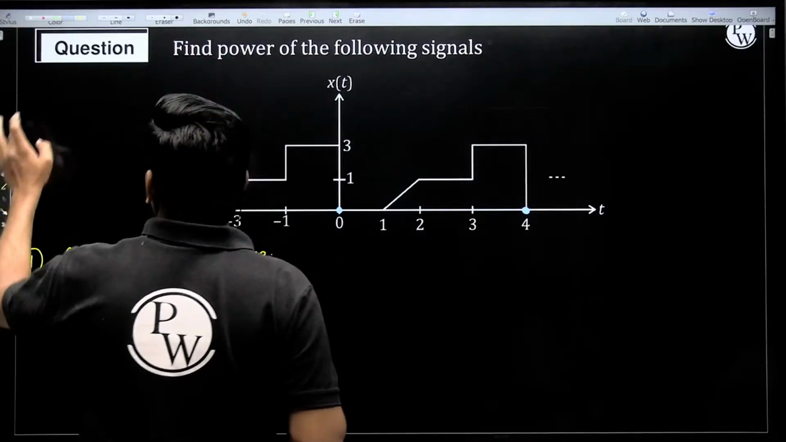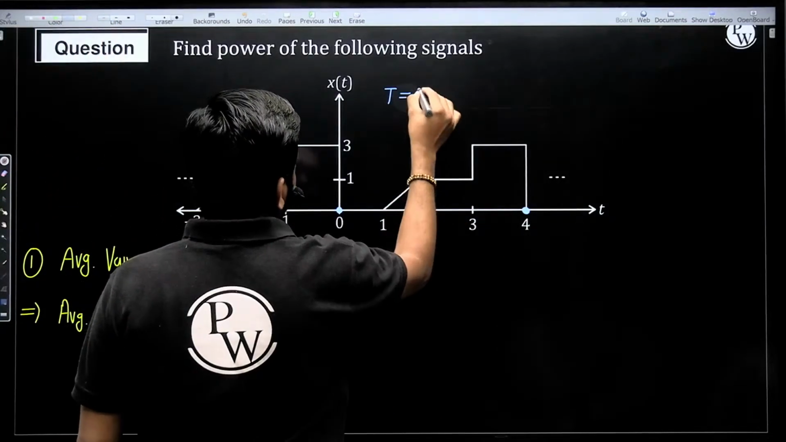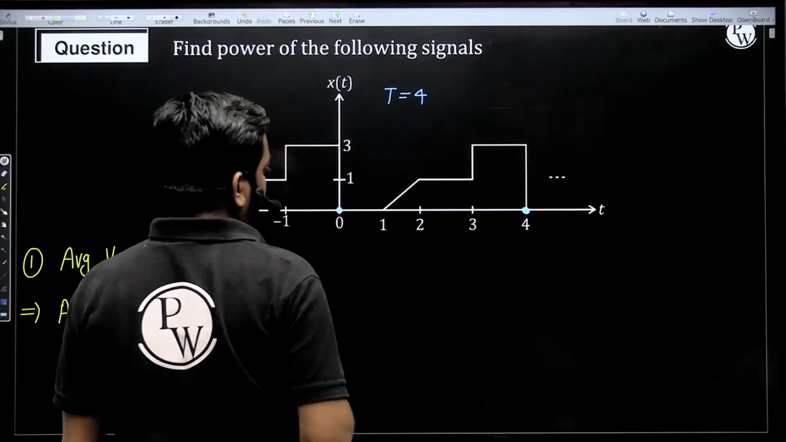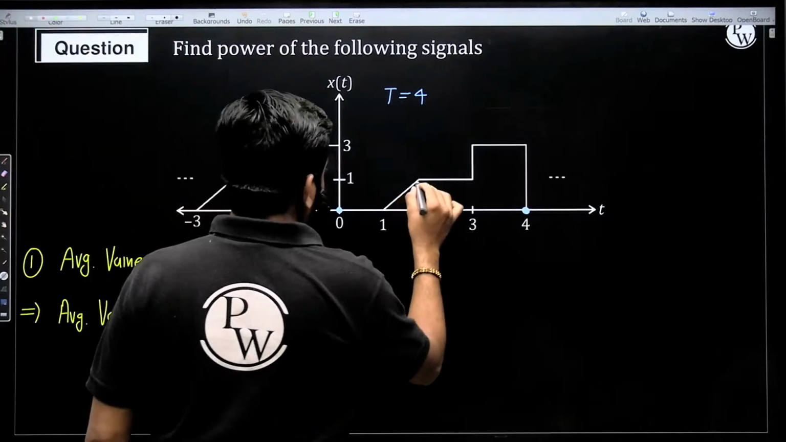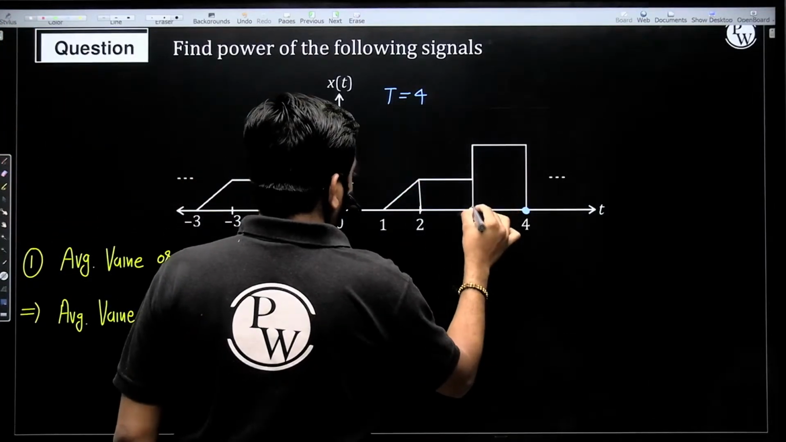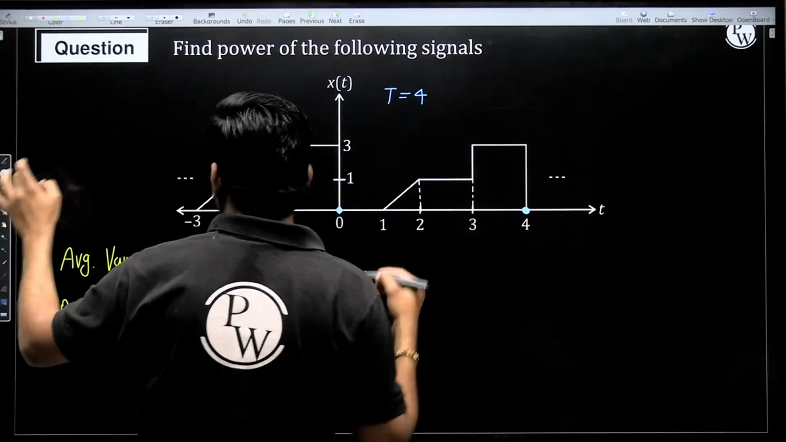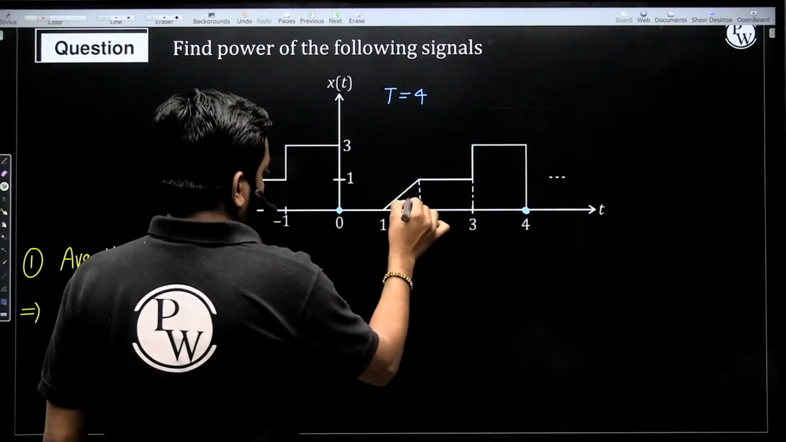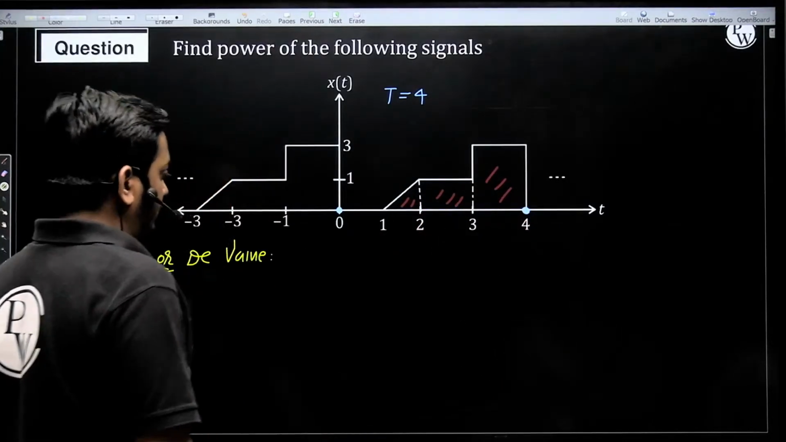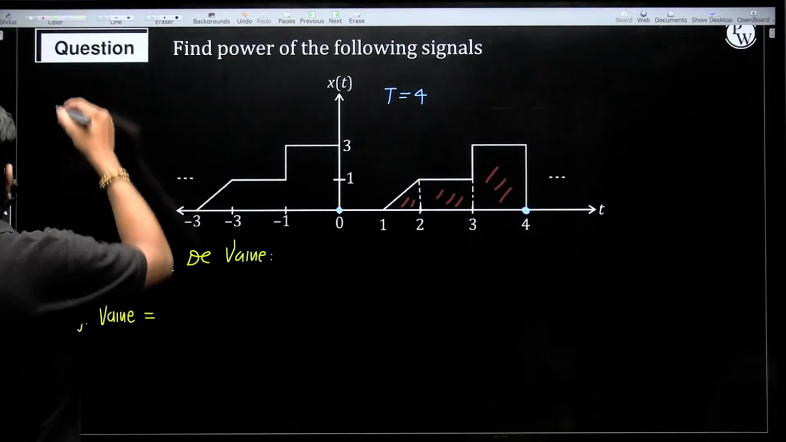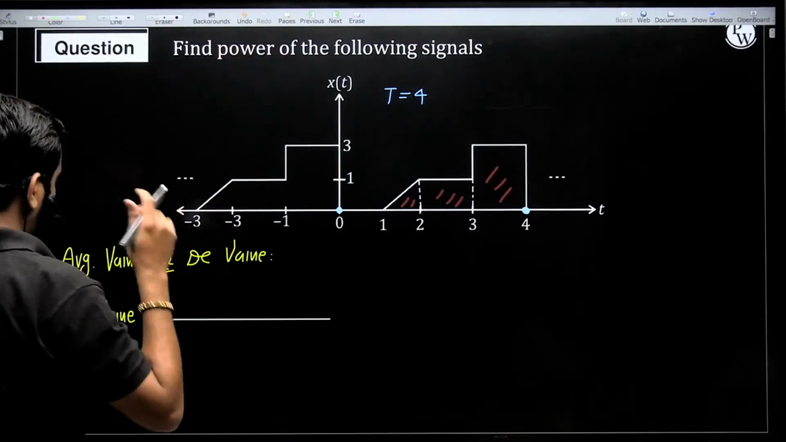So the fundamental time period is from 0 to 4. The fundamental time period is 4, not 3. Not 3, guys. This is the one cycle. What is the total area? Area, guys. If you want to calculate the area, then here you can calculate the area of this triangle, area of this rectangle, area of this rectangle function. So what is the total area?